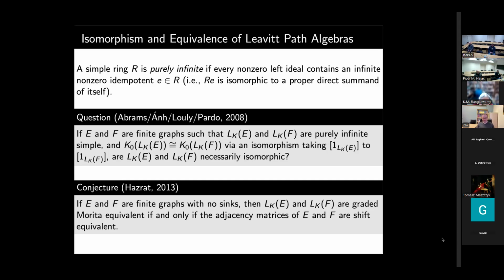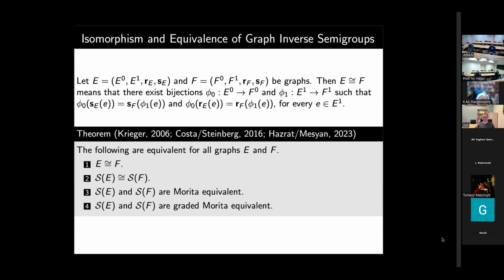So in the case of graph C-star algebras, there is a classification, a very intricate, kind of difficult one. In the case of Leavitt path algebras, there's more questions than answers. And in the case of graph inverse semigroups, everything is known and it's relatively straightforward.